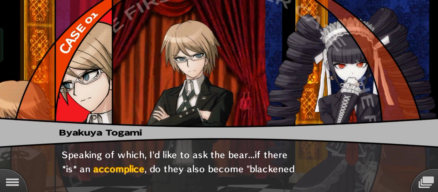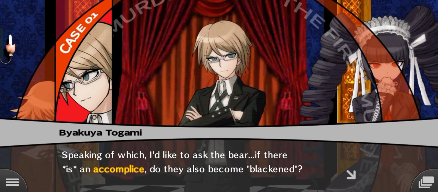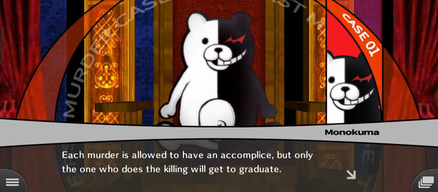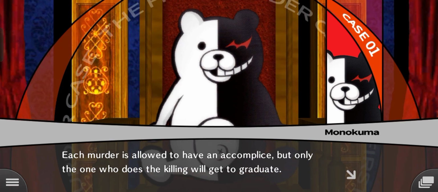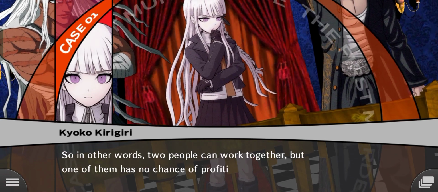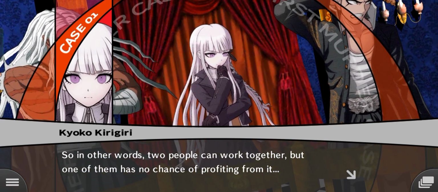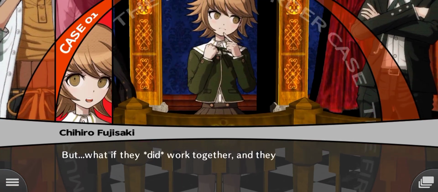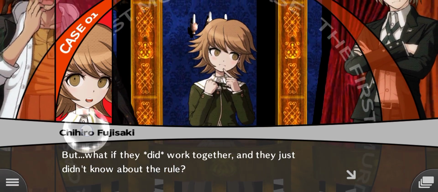Speaking of which, I'd like to ask the bear, if there is an accomplice, do they also become blackened? So you ask, and so I shall answer. Each murder is allowed to have an accomplice, but only the one who does the killing will get to graduate. So in other words, two people can work together, but one of them has no chance of profiting from it. Then there's no way anyone would work together, right? But what if they did work together, and they just didn't know about the rules?